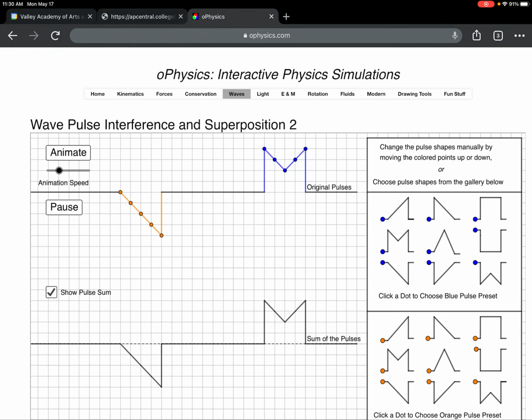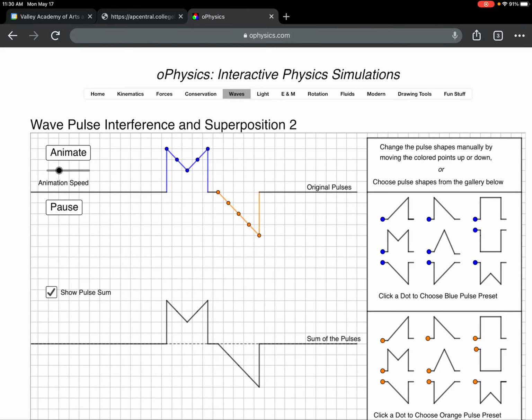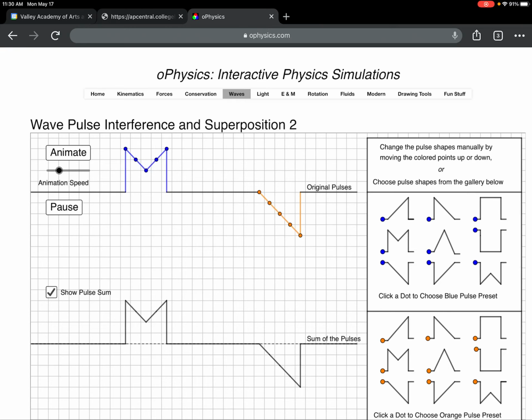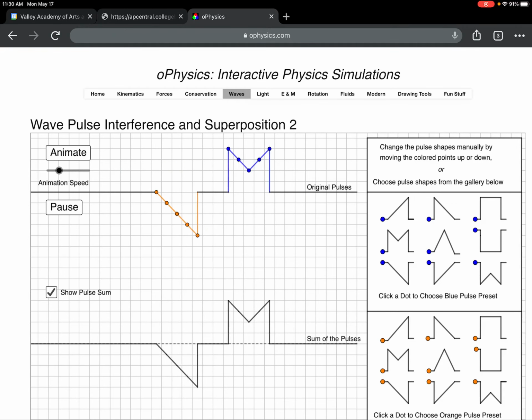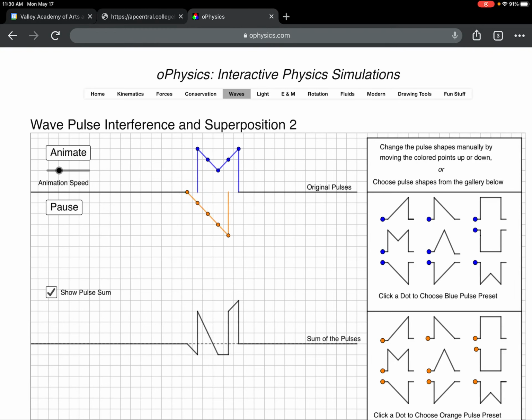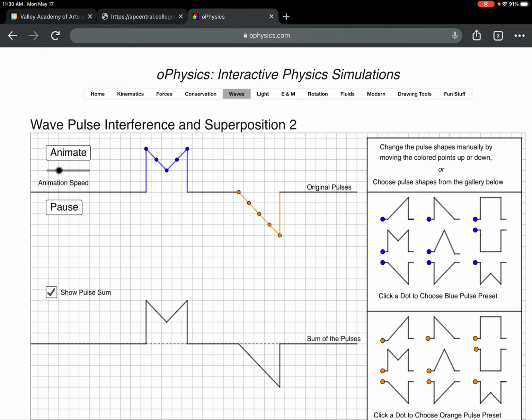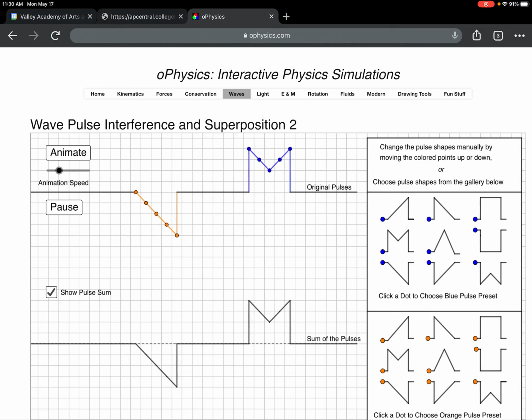Suppose that you have two wave pulses that are passing through one another, as is illustrated in this animation. We're talking about wave pulse interference and superposition. And as these two wave pulses pass through each other, you can see at the bottom of the screen that the two pulses are combining together to give us a sum of pulses.